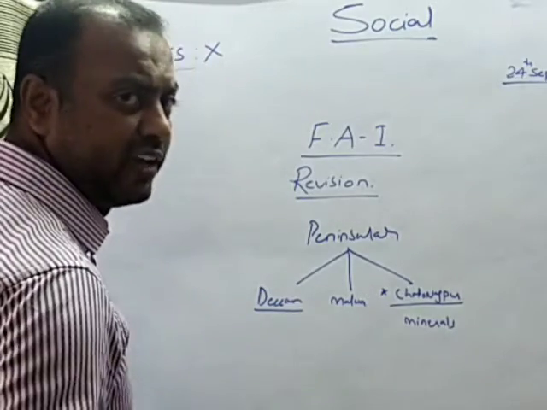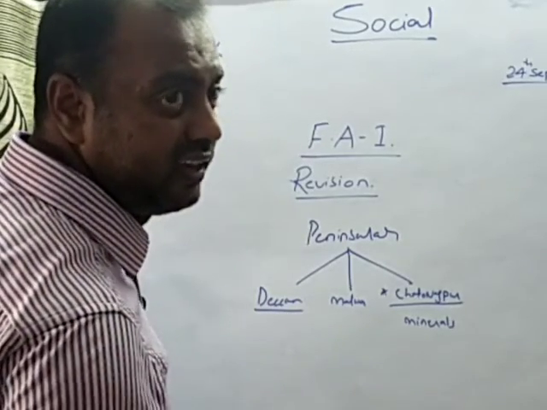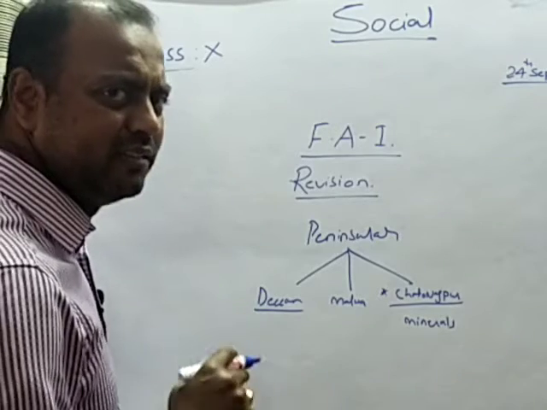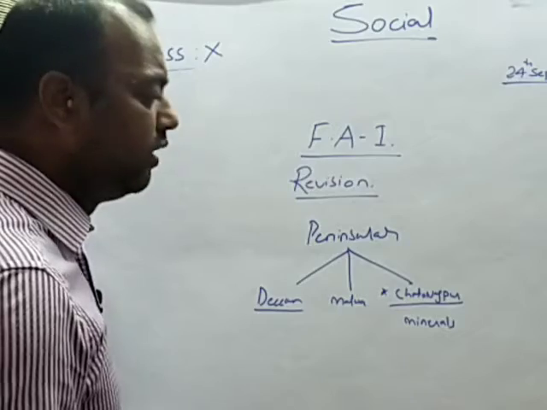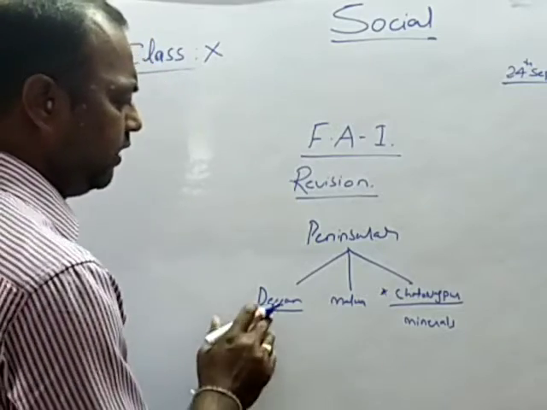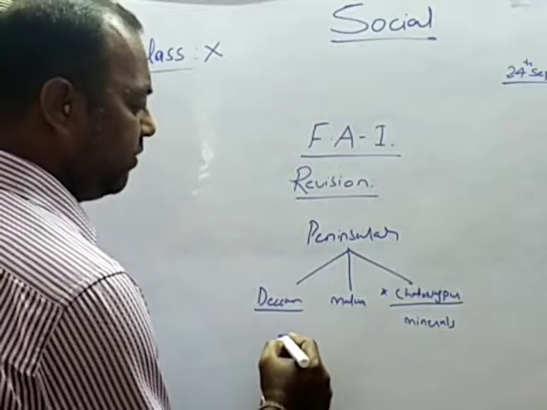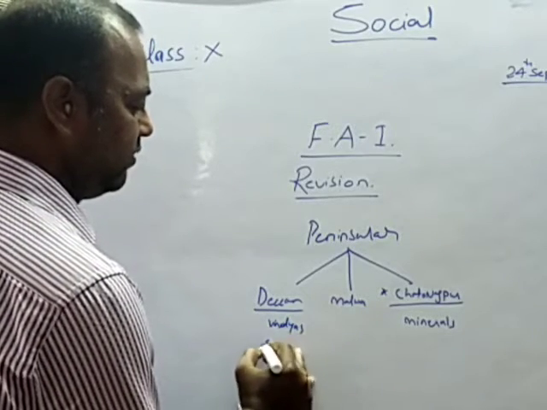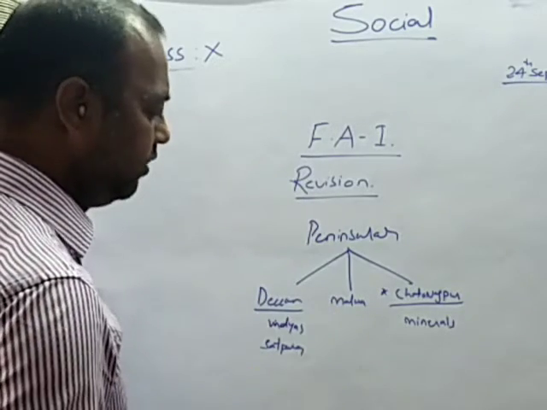Deccan Plateau is a very vast one, and this Deccan Plateau is tilting towards the eastern side. As a result of the tilt, many important rivers that take birth in the Western Ghats flow towards the eastern side and join into the Bay of Bengal. And this Deccan Plateau is divided from the northern plains with the help of Vindhyas and Satpuras.